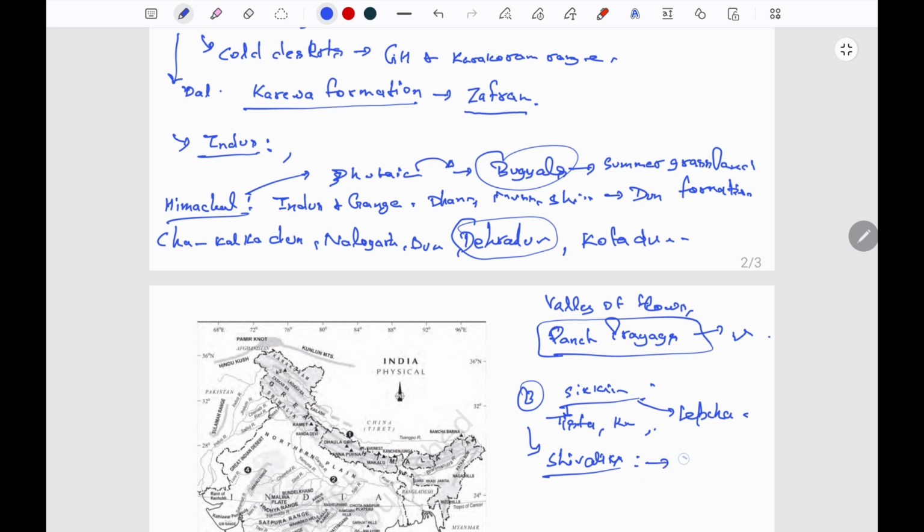Instead of this, there are Duar formations, which are important for the tea gardens. It provides the ground for these orchids and a number of tea gardens and this floriculture and horticulture.